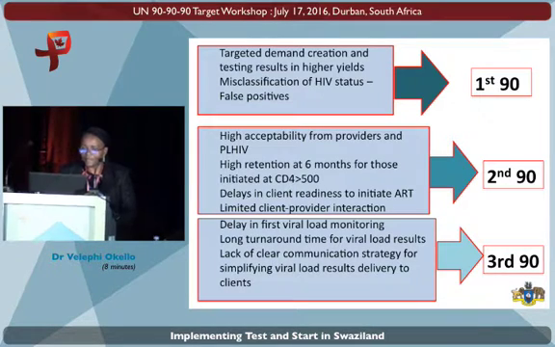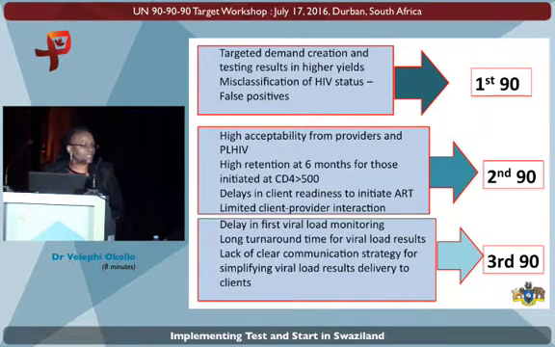So basically, in our country, as we learn from these implementation studies, we take test and start as a bridge or as a vehicle that is taking us towards the 90-90-90. However, we are cognizant that the studies are telling us that we need to work on certain issues if we want to make sure that we reach the 90-90-90 as a country. And this includes targeted demand creation and testing, which will result in higher yields.